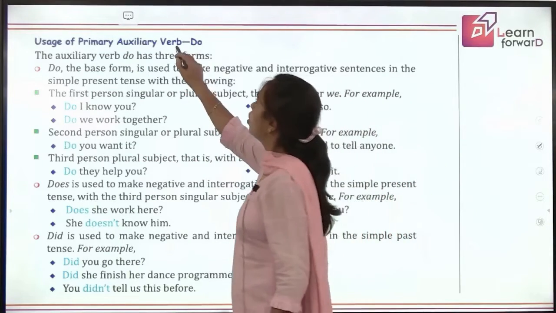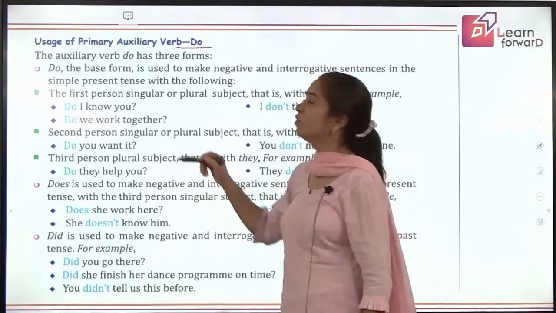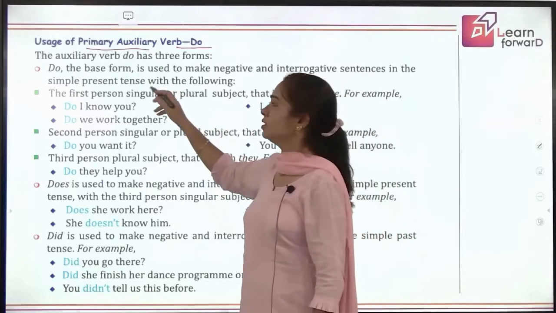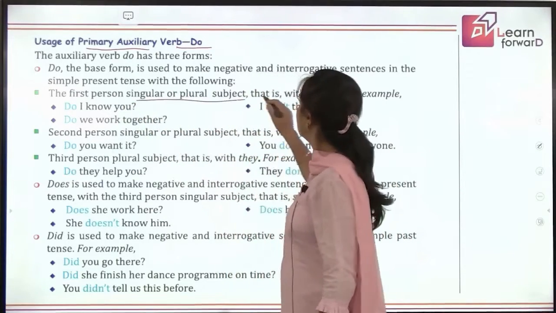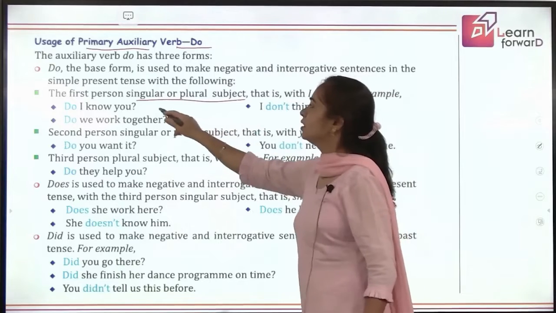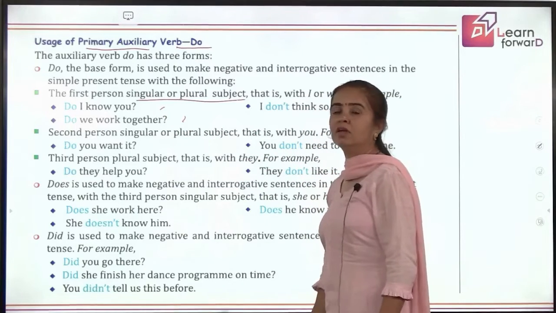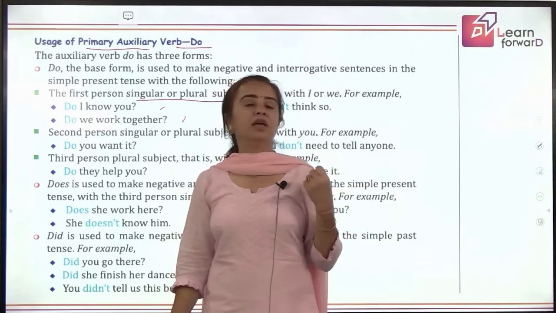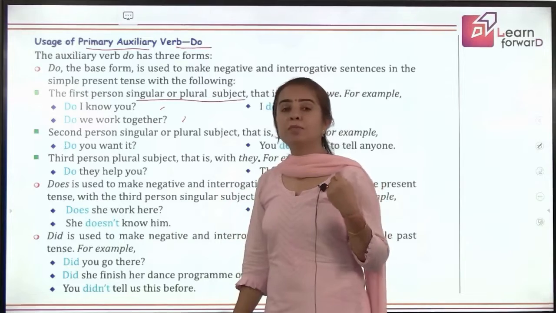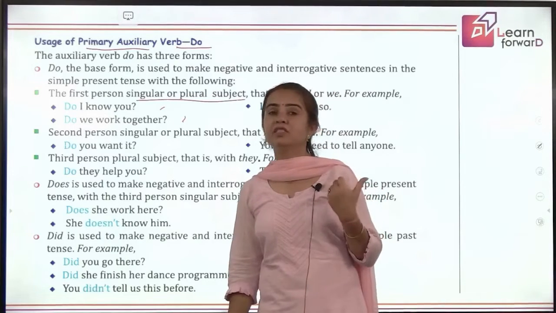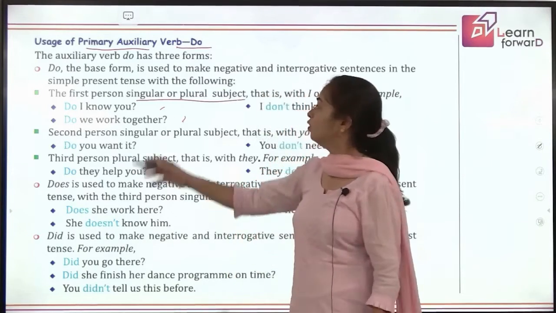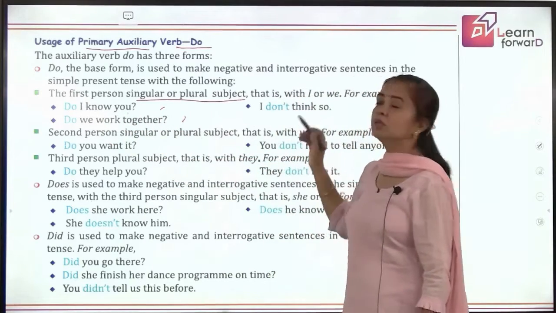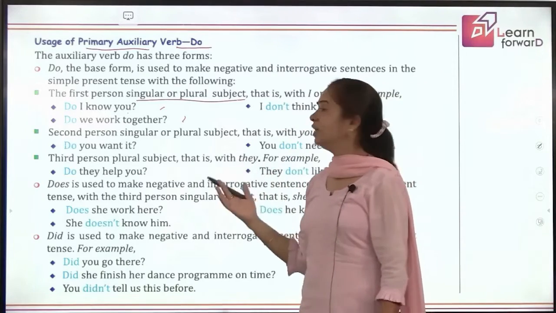Usage of primary auxiliary verb do. This is the first primary auxiliary, and how is it used? We have already learned that this is used with singular or plural subjects. It is used in making the sentences interrogative, right? When do you use do? We use do in simple present tense when the subject is plural, or the subject is first person or second person. With all those we use do. Do I know you? Do we work together? I don't think so. For the negative as well as interrogative structures.